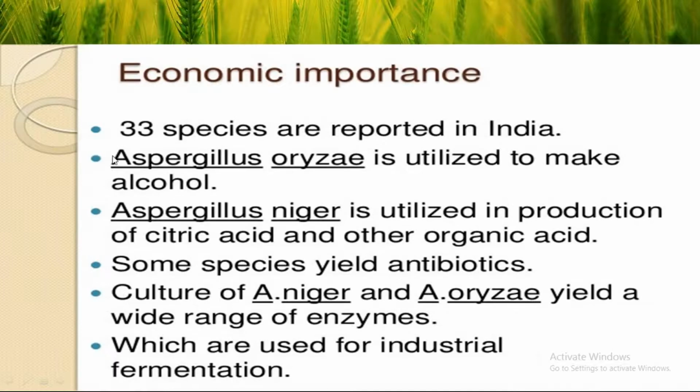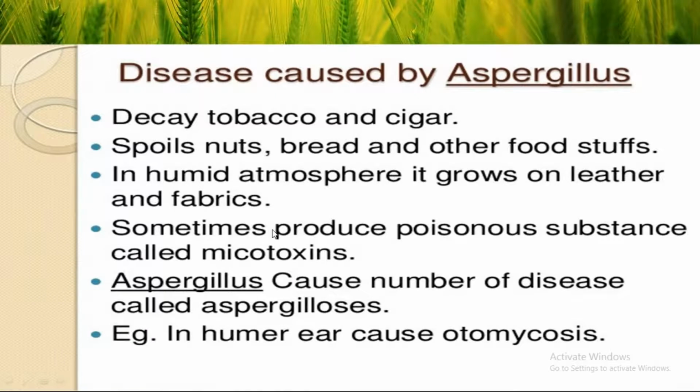Okay. So 33 species are reported in India, and different species are used to make different food items also. Alcohol is prepared with oryzae, niger is used in the production of citric acid and other organic acids. Some species are used to yield antibiotics, and niger and oryzae yield a wide range of enzymes which are used for industrial fermentation. They decay tobacco, they spoil nuts and other foodstuffs. They grow on leather and fabrics and produce poisonous substances called mycotoxins also.